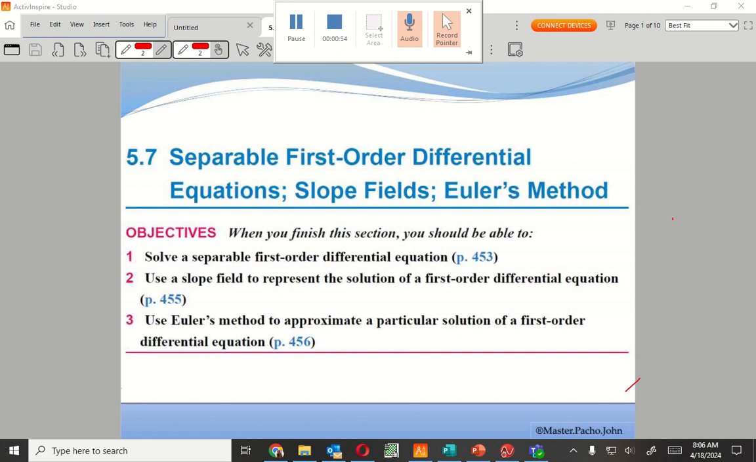separable first order differential equations, slope fields, and Euler's method. We are only going to focus on the first two today, and with your calculator I'll show you the slope fields, and we'll show you mathematically what it means.